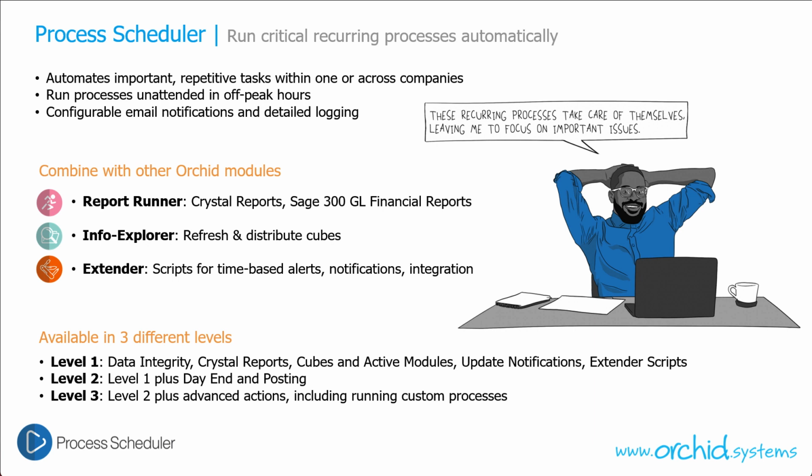And if you have level 1 and you want to upgrade to level 2 to run your day-end and your posting actions, you just need to purchase the upgrade and enter the new activation code, and then the new actions will be available. You don't need to install other software.